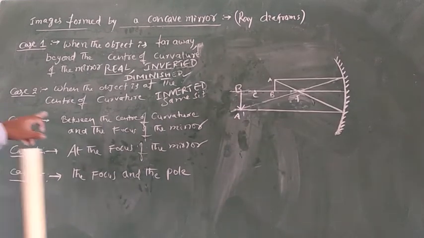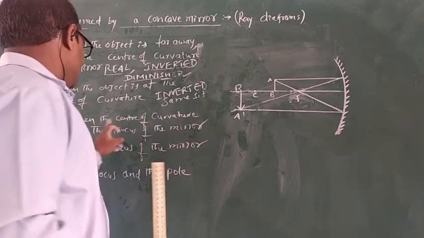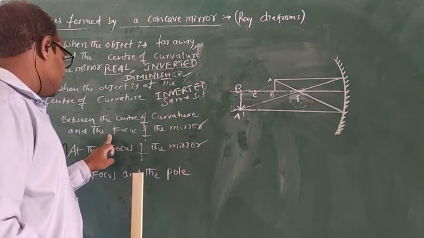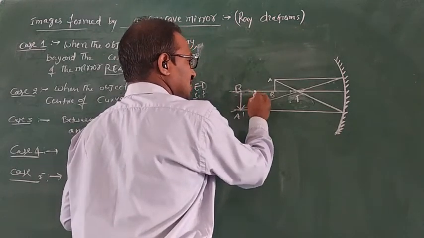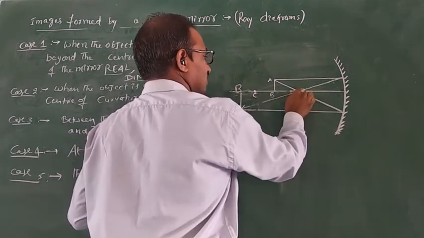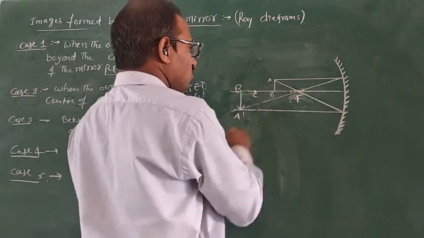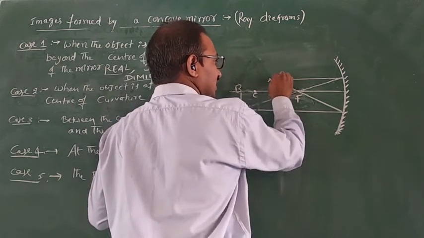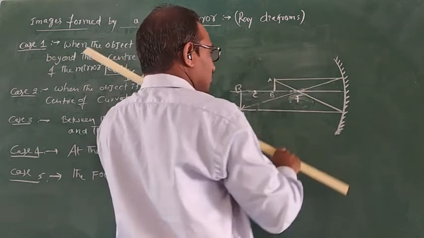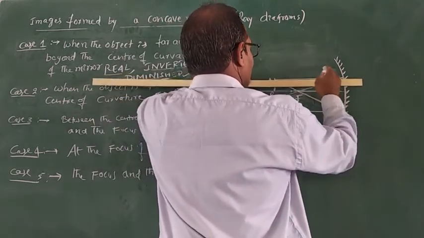Yes, children, the third condition: when the object is between the center of curvature and the focus. Imagine this is the center of curvature and this is the focus. Now I kept the object here. This is the object AB.